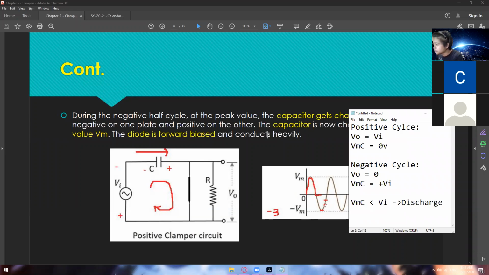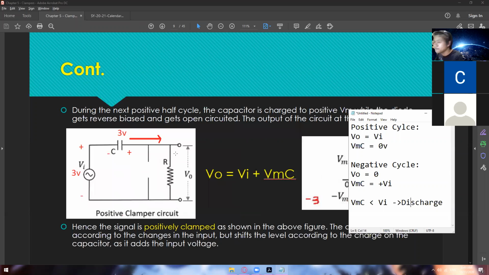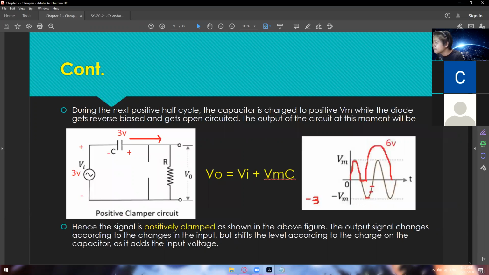Okay, so at this point during the -2, -1, and then 0. As you can see, our voltage input now is less than the VMC, wherein we have -2, -1, and then 0. And that's the time that it will discharge its stored voltage. So as a result, we will have up to this part only. We will have positive 3 volts.